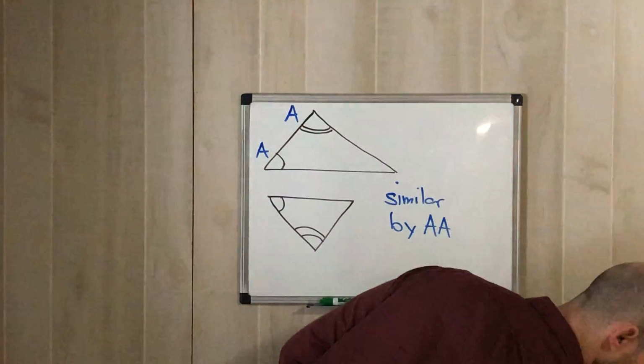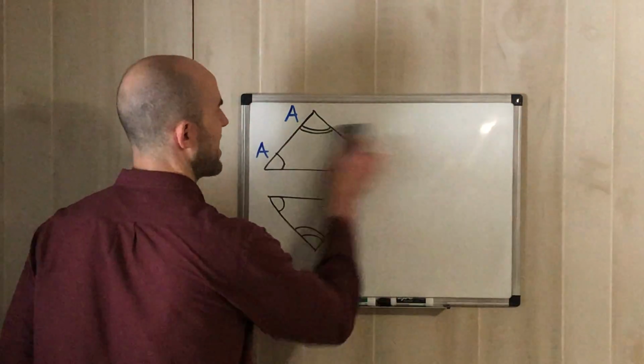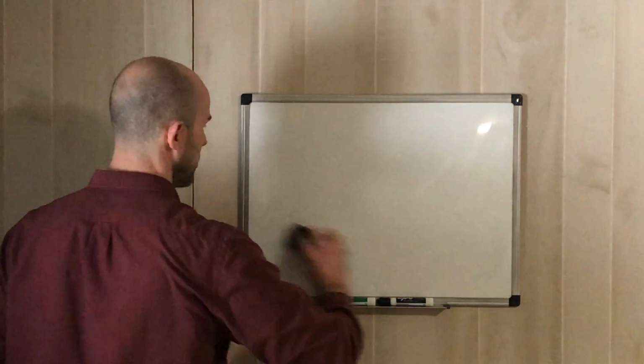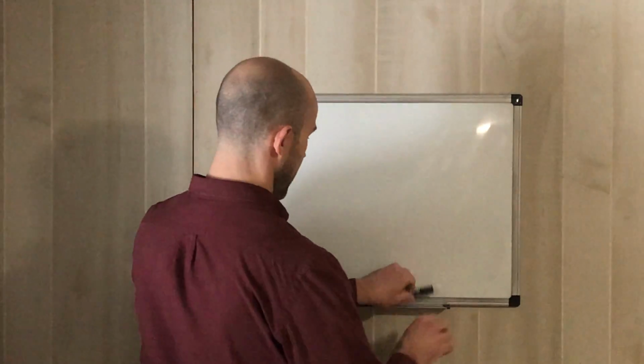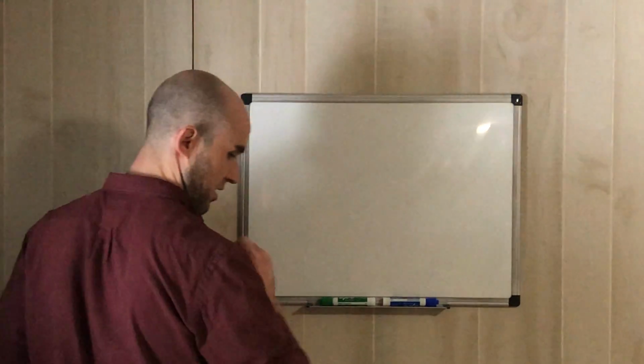Let's try another one. And again, it's just applying it just like we applied all the other congruence postulates, guys. But now it's just dealing with similarity. So here, let me draw another 2 triangles.